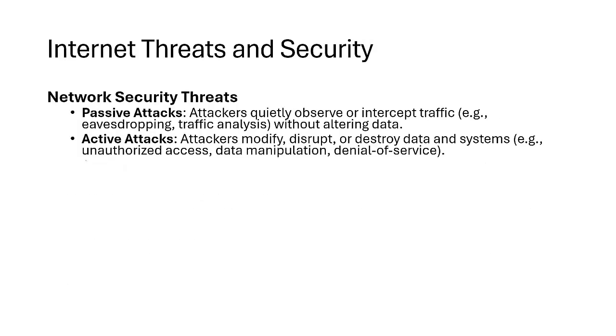Okay, so the next topic is attacks. Overall, we have two types of attacks. One is called a passive attack, where the attacker quietly observes and intercepts the traffic. Let's say we have a system A and a system B. There is an attacker who passively observes what A is sending to B and what B is sending to A. He or she will not react. That is called a passive attack.